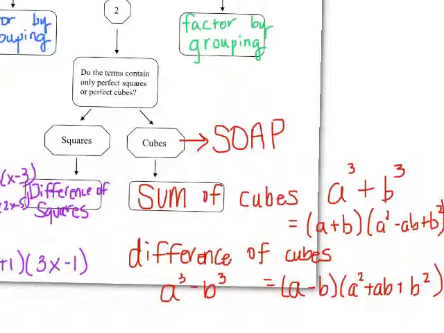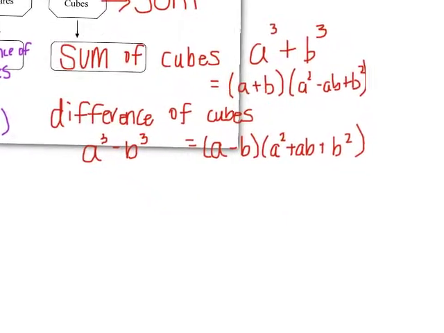This first thing is the same sign. So if this is a plus, this is a plus. The second thing is opposite sign. If this is a plus, this is a minus. And the last thing will always be positive. Okay? So this is new, I know. So let's do some examples.